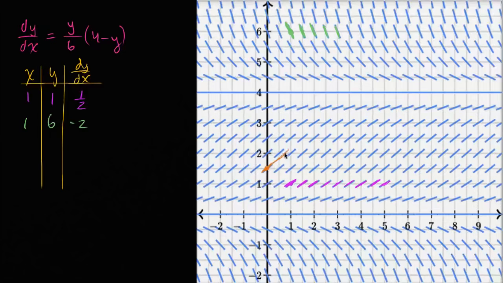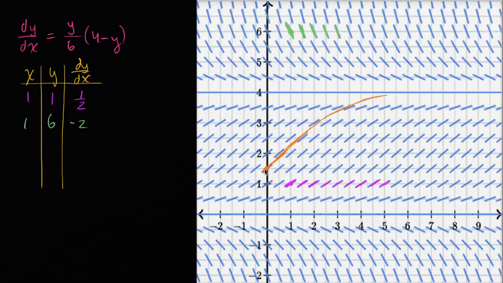So at this point, actually, let me undo that. If I keep going up, when y is equal to 2, I should be parallel to all of these segments on the slope field at y is equal to 2. And then it looks like the slope starts to decrease as we approach y is equal to 4.